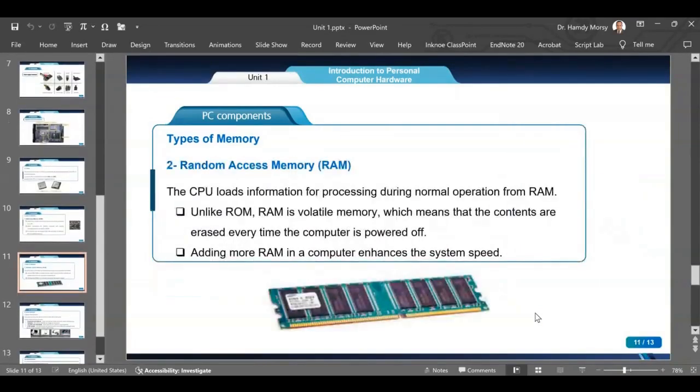RAM is another type of memory, but it is random access memory in which programs are temporarily stored to execute these programs. When the computer is turned off, this information is discarded, and the information is transferred from the storage unit to RAM.